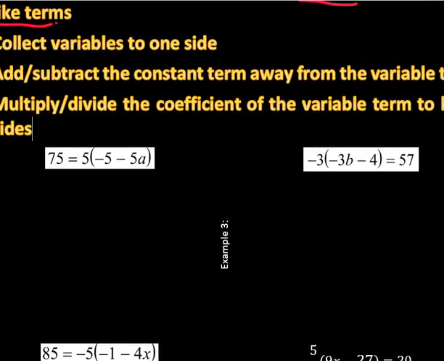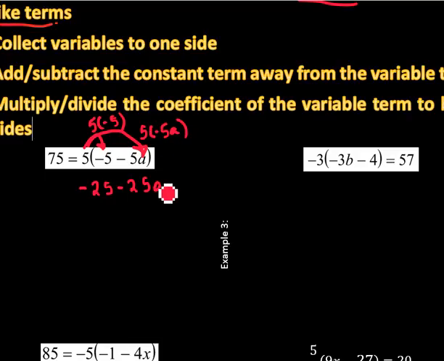Okay, here we see 75 equals 5 times negative 5 minus 5a. So that means this 5, it means there are 5 negative 5's minus 5a. So we're going to distribute that instead of writing them all out. So that is 5 times negative 5. Well, we know that's negative 25. And then here we have 5 times negative 5a, which is negative 25a. Then we bring down the rest of our equation, and we move on to the next step.